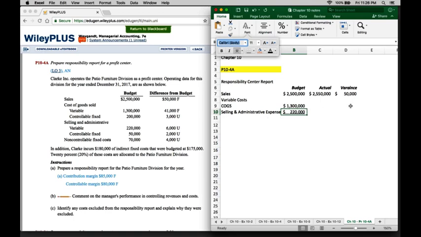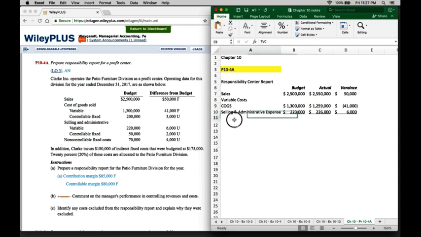And for each of these, I know what the variance was, and therefore I can find out what the actuals were. So cost of goods sold variable 41,000 favorable, and selling and administrative 6,000 unfavorable. So if it is favorable, it means I spent less money. If it's unfavorable, I spent more money.